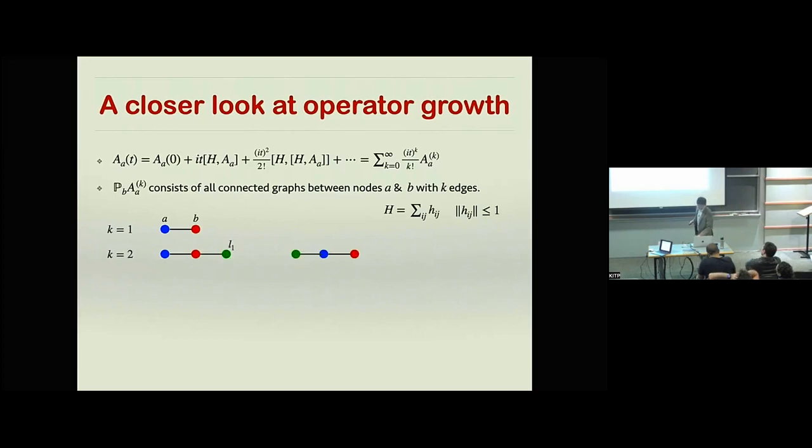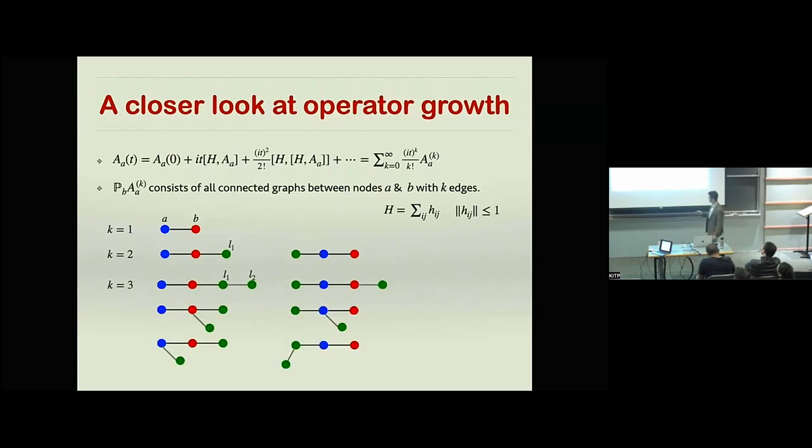But for the second order, things get more interesting, because now you can introduce another node, since you have another commutator here, and this H_ij can choose a different node than A and B. So this green node is basically a free node denoted by L1. This L1 can be any node in the lattice. And as long as this is connected to the target qubit or the source qubit, you will get a non-zero commutator from this expansion. And you can keep playing this game for k equals 3.